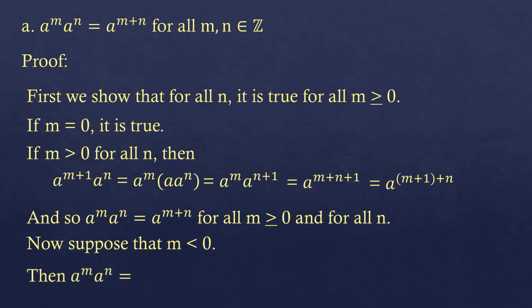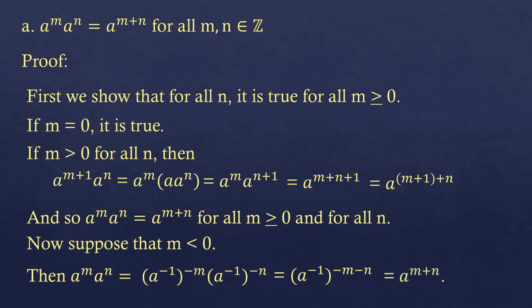So then a to the power of m times a to the power of n will be like this based on the definition of negative exponent. And then we're going to combine them since they have the same base, a to the negative 1. So we can combine it as negative m minus n as the exponent. Then since they are all negative, we can rewrite it as a to the power of m plus n. And that is the proof of the first one.